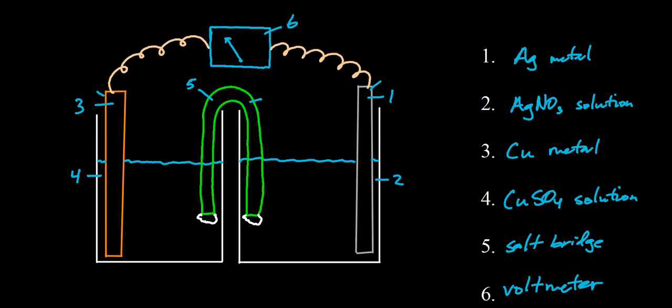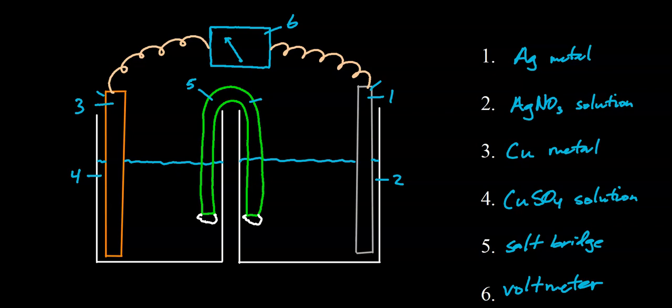So here's the basic design. We have two beakers, and we have two different solutions in these beakers. And then in each of those solutions is some metal. In the left beaker, we have a piece of copper metal. And the copper metal is in a solution of one of its own ions. That's important to note, that we have some metal in a solution of one of its own ions. This time we have a solution of copper 2 sulfate.